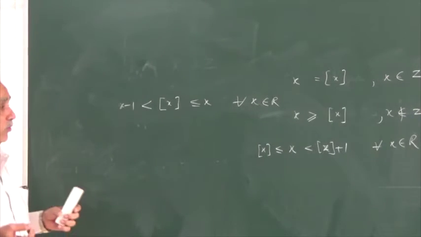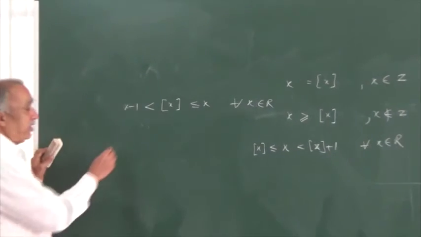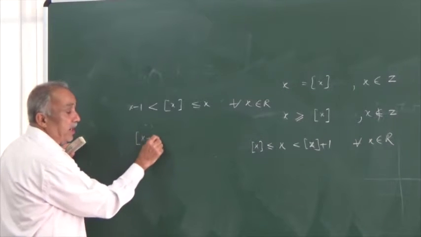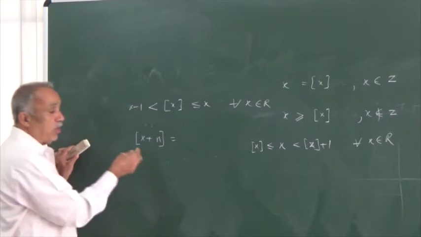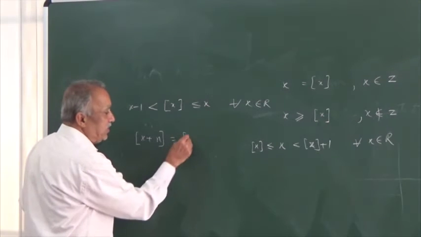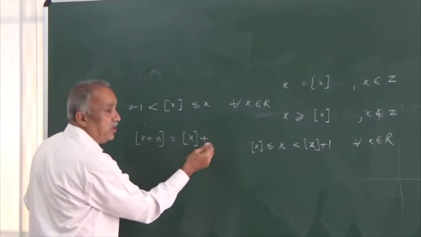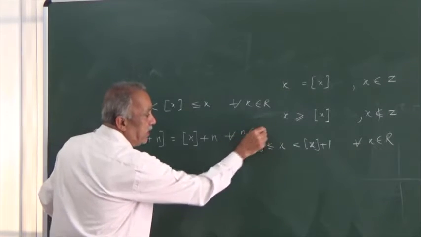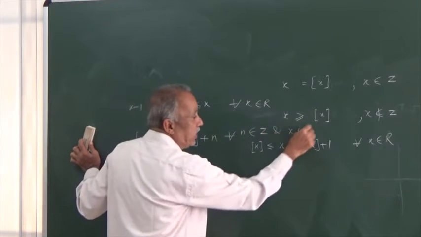We also have a few more interesting properties. Suppose x is an arbitrary real number and n is an integer. What will be the integer part of x plus n? Very simple, easily seen, it is just integer part of x plus n, for every n belonging to Z and x belonging to R.